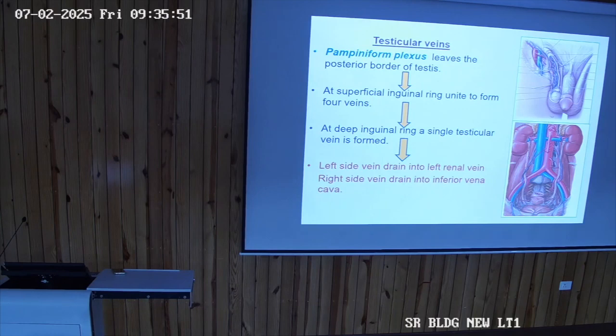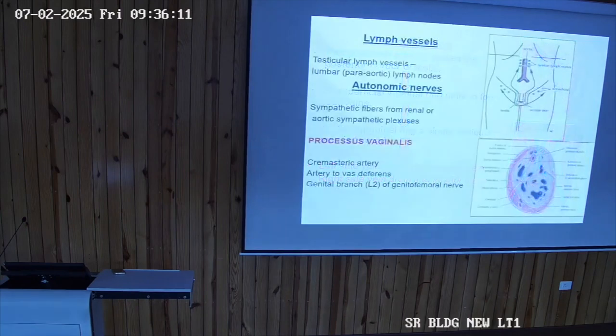And one more thing, the right testicular vein drains directly into the inferior vena cava, and the left vein drains into the left renal vein. This question is asked, and this will be repeated in further lectures also. Right is right, so the right testicular vein directly goes to the inferior vena cava, and the left one goes to the renal vein, and then it goes to the inferior vena cava.